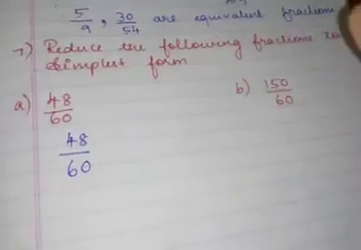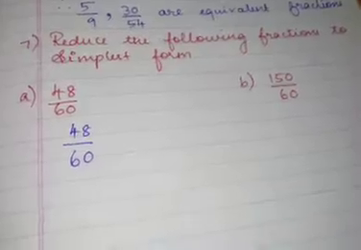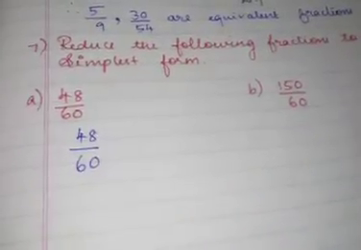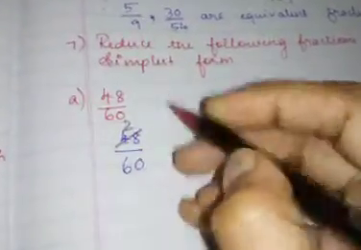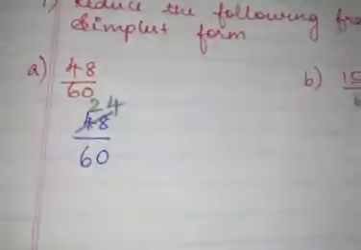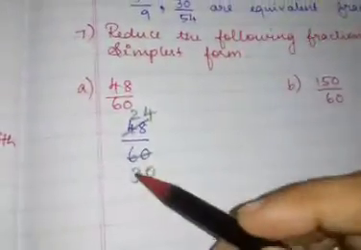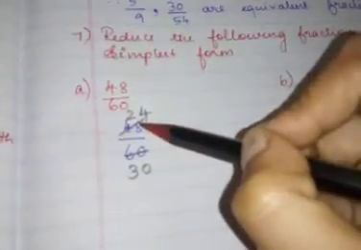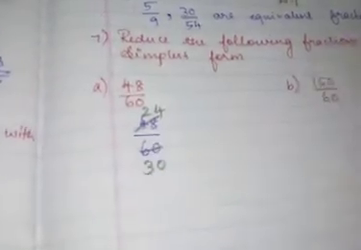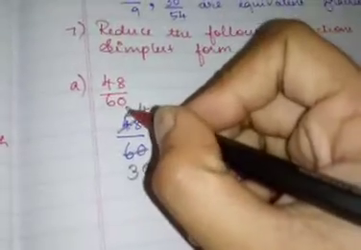48 by 60. Just cancel. Both should come in the same table. First, if it is an even number, you should do it in the 2 table. It will be very convenient. So in the 2 table, 2 2s are 4, 2 4s are 8. Next, again in the 2 table, 2 3s are 6, 0. Listen, if you do it in the 2 table in the numerator, the same should be done in the denominator also.